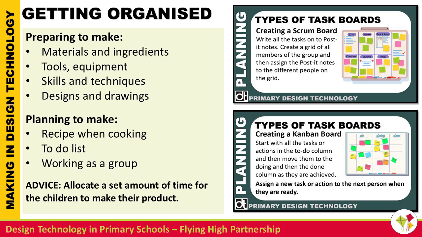Getting organised is an important part of the creative process of making a product and is also an invaluable life skill. Planning to make is about getting organised and being prepared for the session where they create the product they have designed. This can mean gathering together all the materials or ingredients that they are going to need to make the product, knowing which tools, equipment they will need and the techniques that they will use, and having their designs and drawings that will guide them during the making session.